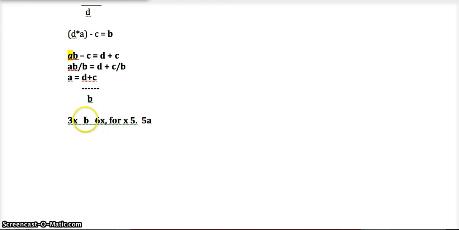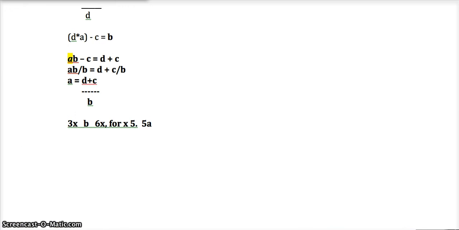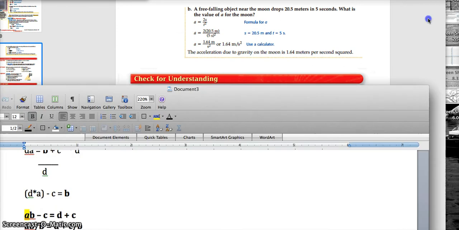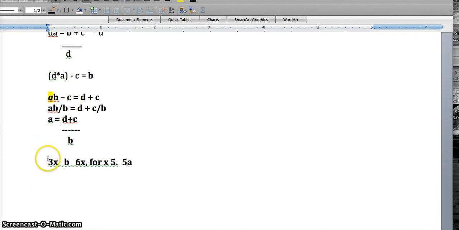Okay, I didn't put the signs in there. Let's find out what the signs are. Just a second. Negative 3x plus b equals 6x. Okay, so negative 3x plus b equals 6x, and they're asking you to solve for x.